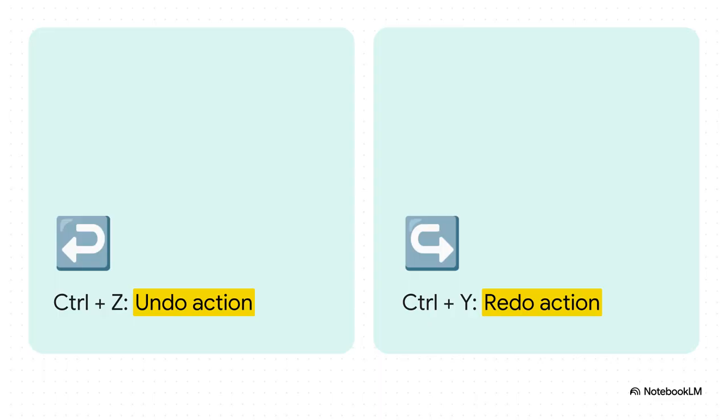Let's start with literal time travel. If you make a mistake, Control+Z is your undo button. It steps you backward. But hey, if you change your mind and realize you actually liked what you had, Control+Y is your redo button, stepping you right back forward.